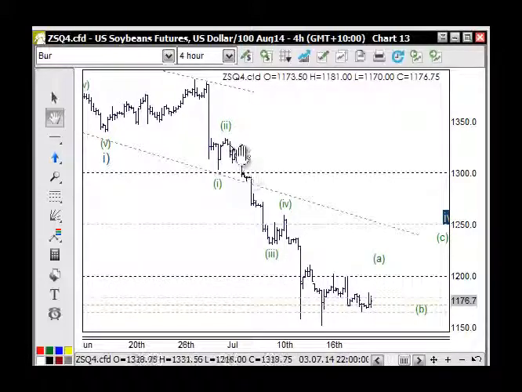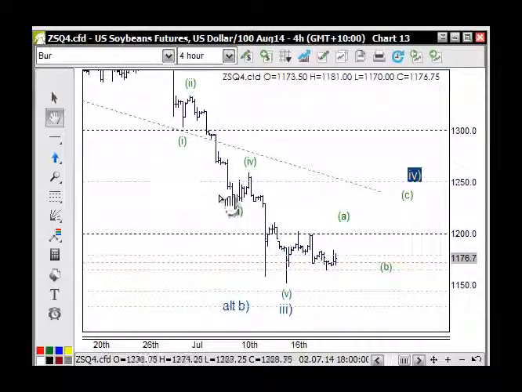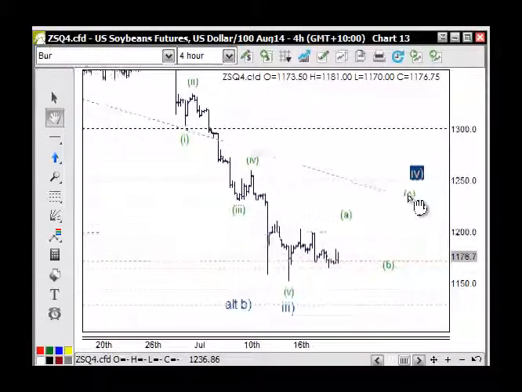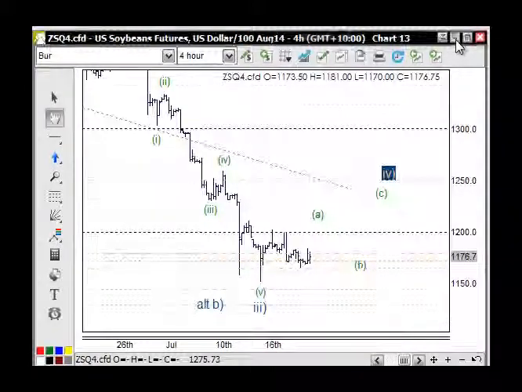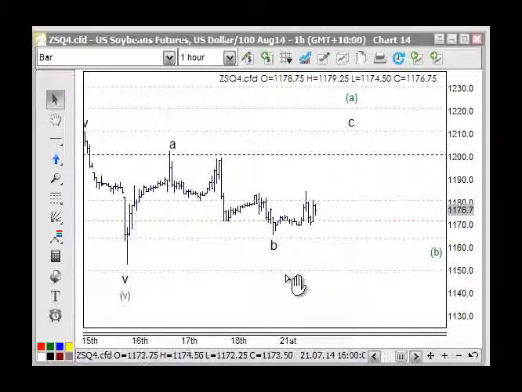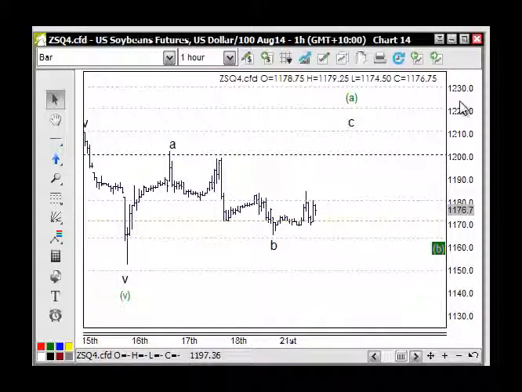Mind you, all the corrections have been very small, so we need to take that on board as well. But this is the 4th wave of 1 lesser degree here, and so that's where we should be looking for this market to come back to. But it's got to be on top of that 1200. So it's got support here at the moment. This is how I've got it labeled, basically an A and a B and a C here for the A wave, then 3 waves back for the B wave, and then up for the C wave.